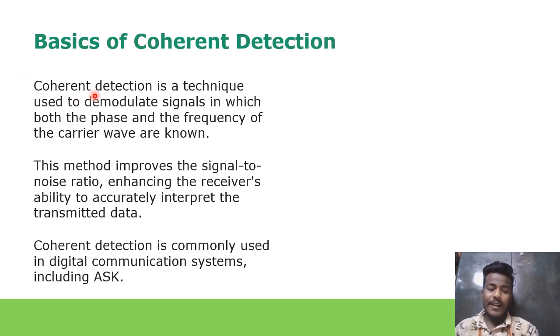Coherent detection is a technique used to demodulate signals in which both the phase and frequency of the carrier wave are known. This method improves the signal-to-noise ratio, enhancing the receiver's ability to accurately interpret the transmitted data. Coherent detection is commonly used in digital communication systems, including ASK.